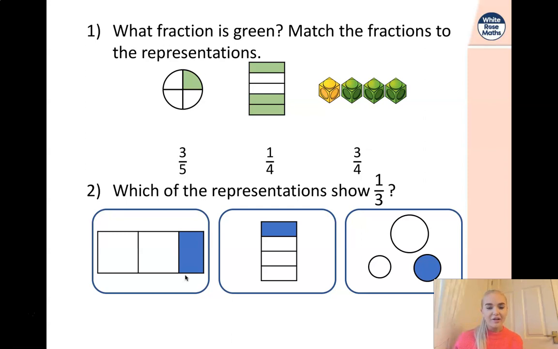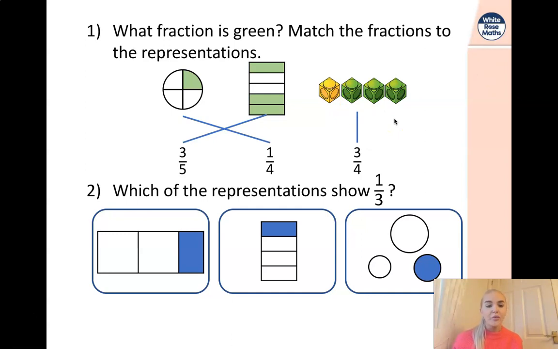Okay, how did you go? How did you do? Did you work out that this is a circle divided into 4 parts? Therefore, my 2 fractions that it could be is 1/4 or 3/4. But because 1/4 is shaded, that is going to be 1/4. Here I have got 5 parts and 3 of them are shaded. Therefore, it's going to be 3/5. And finally, I have got 4 cubes. 3 of them are green, so 3/4 of the cubes are green.